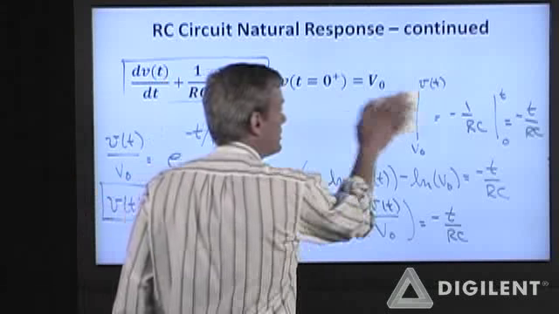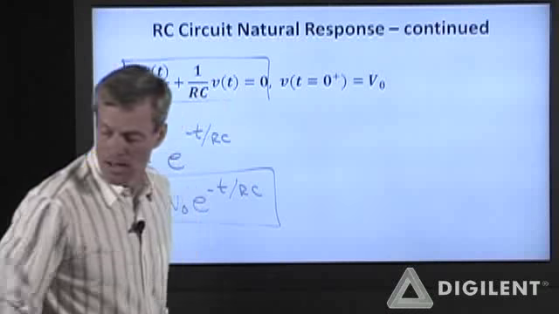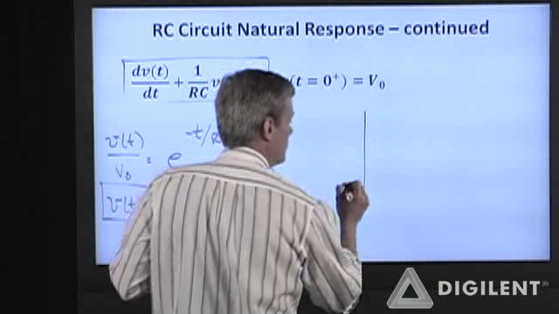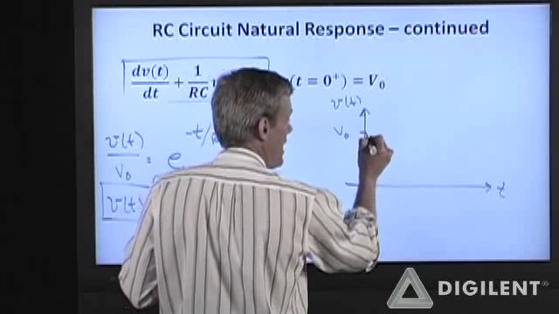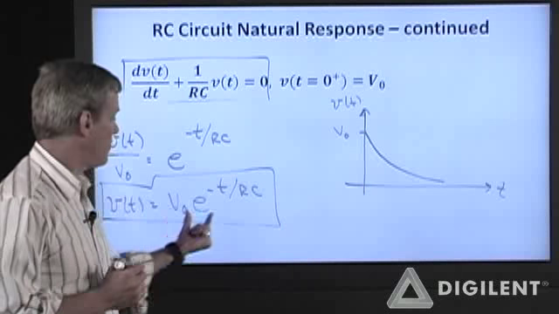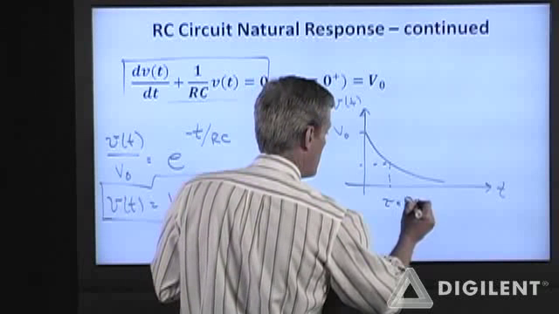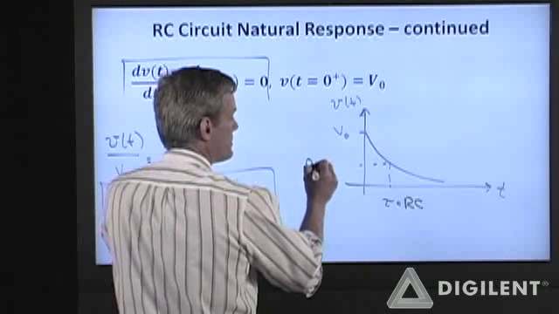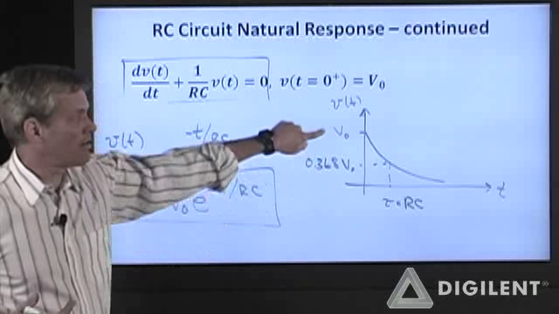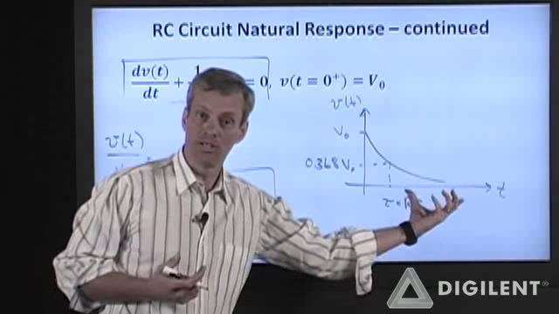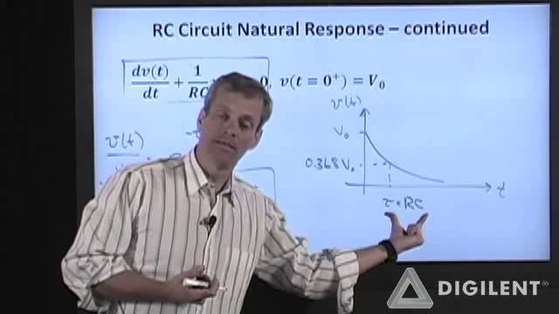If I plot this, I start out at some voltage V0. And this decays exponentially to 0, and it has a time constant tau equal to RC. At tau, I get to 0.368 of V0. So as we expect, we start out with a voltage of V0 that decays exponentially to 0. The resistance and the capacitance dictate the time constant of the function tau.